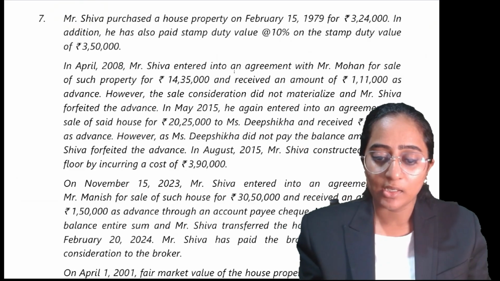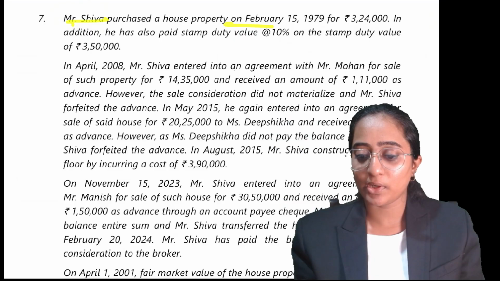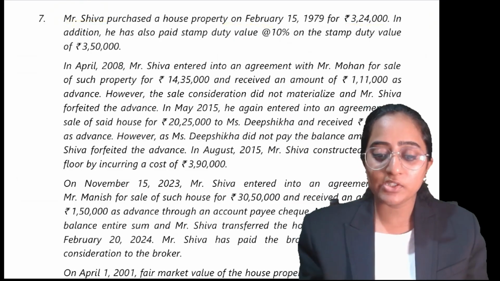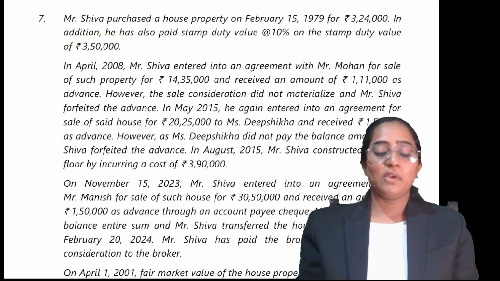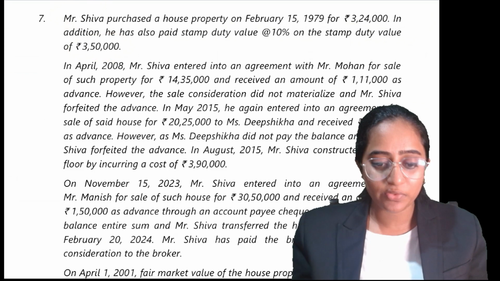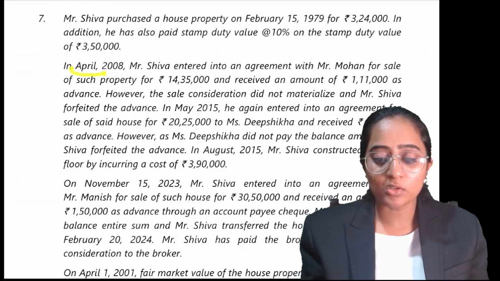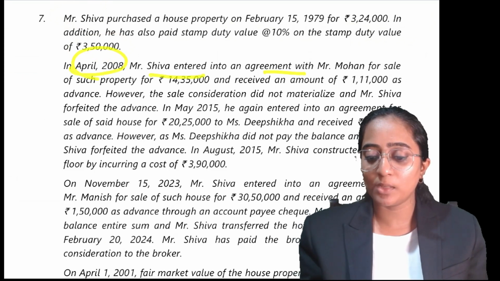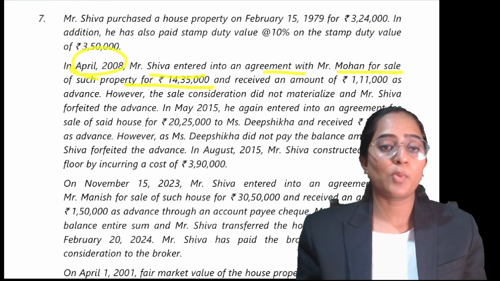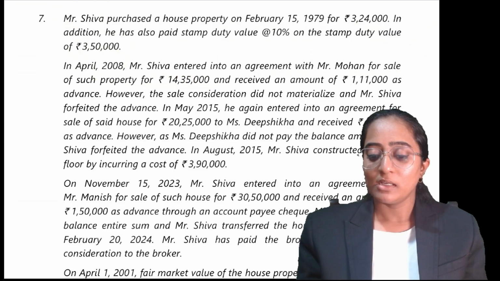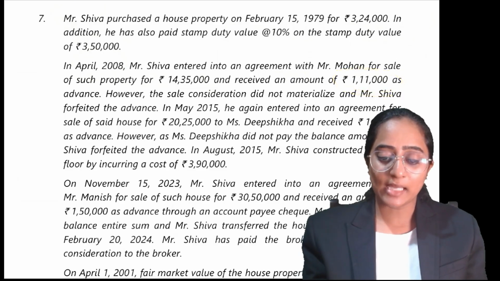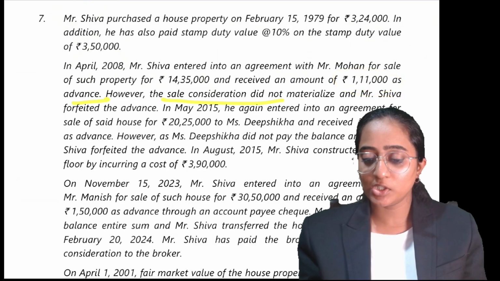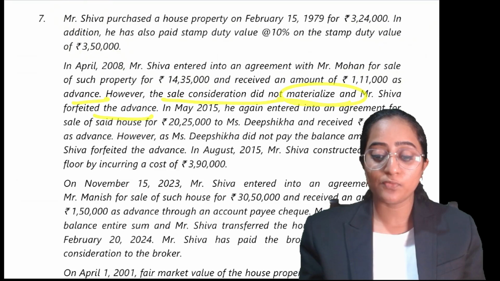Okay, so the next question is similar to questions number 5 and 6. Let's try to understand. This fellow, Shiva, purchased a house property for 3,24,000. In addition, he has also paid STV at 10%, on the stamp duty value of 3,50,000. In April 2008, Mr. Shiva entered into an agreement with Mr. Mohan for sale of the house property for 14,35,000. He received an amount of 1,11,000 as advance. However, the sale did not materialize and the advance was forfeited.